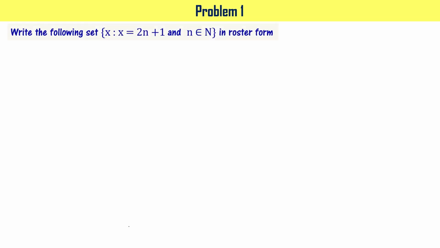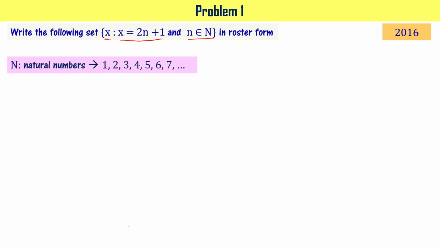Let us solve some problems. Problem number 1. Write the following set in the roster form. The given set is read as follows. It is a set of elements x such that x equal to 2n plus 1 and n belongs to capital N, that is natural numbers. Right? It is from year 2016 Andhra State Board exam. We know that natural numbers are 1, 2, 3, 4, 5, 6, 7, 8, 9 and so on.